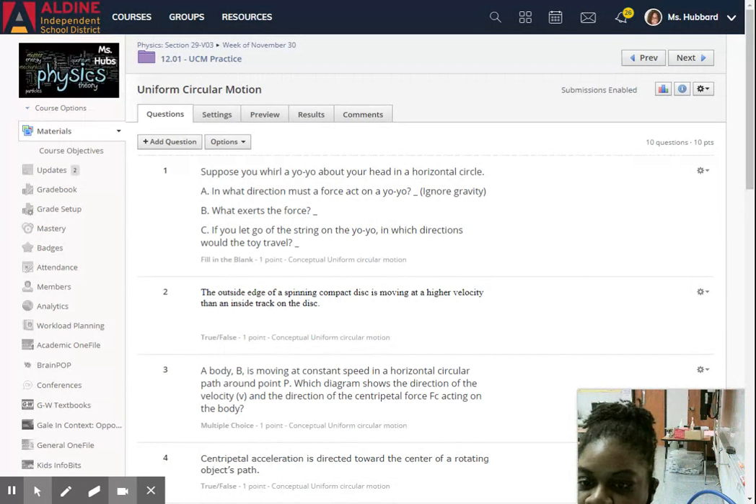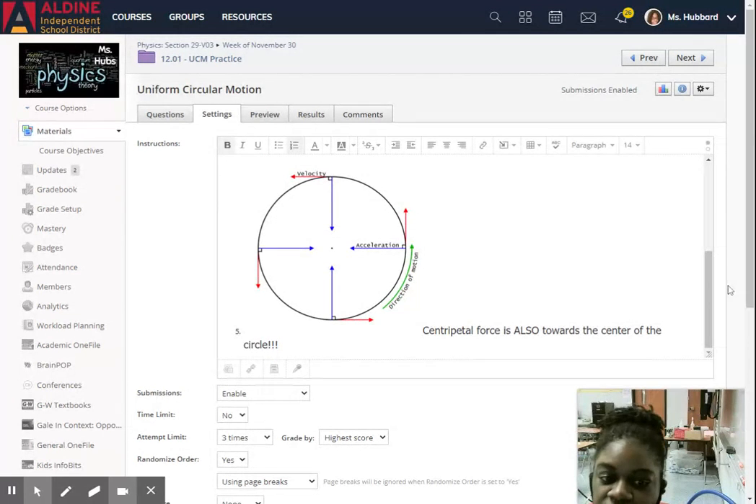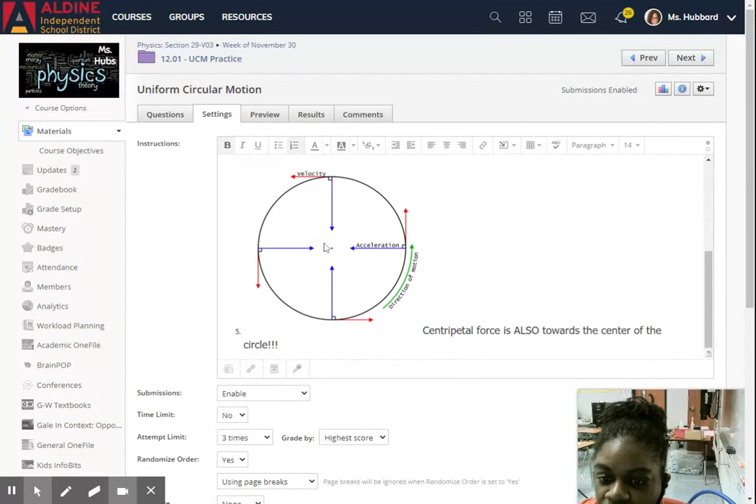If you look at the picture from the notes that you see here, this picture is going to help you understand the directions that force, velocity, and acceleration are going. So we have a yo-yo. We're turning it around on top of our head. What direction must the force act on the yo-yo, ignoring gravity? Well, let's go back to the picture. What do I say about the force? The centripetal force is also towards the center of the circle. That's it. It's going towards the center.